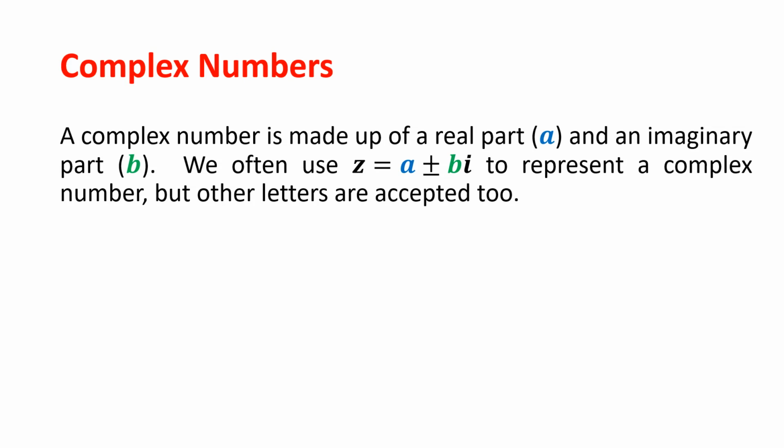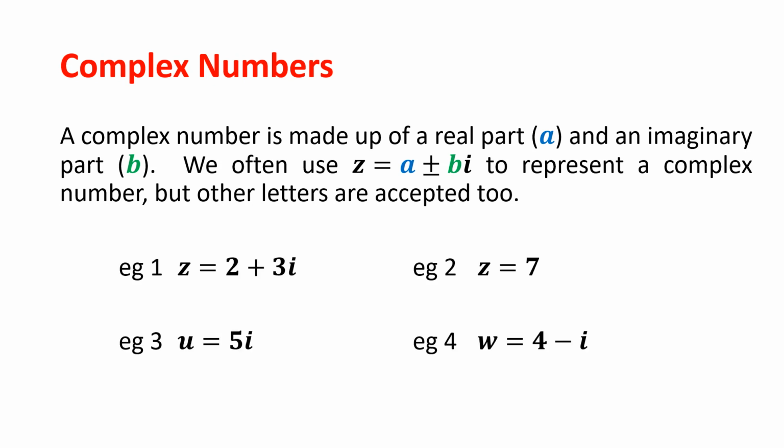A complex number is made up of a real part, which we call a, and an imaginary part, which we call b. We often use z, a very common letter for a complex number, equal to a plus or minus bi to represent a complex number. But we use other letters as well. Here are some examples. Example 1, z is equal to 2 plus 3i: 2 real parts and 3 imaginary parts. Example 2, z is equal to 7. So we've got 7 real parts and no imaginary parts. We have example 3, no real and 5 imaginary. And example 4, we have w equal to 4 real and negative 1 imaginary.